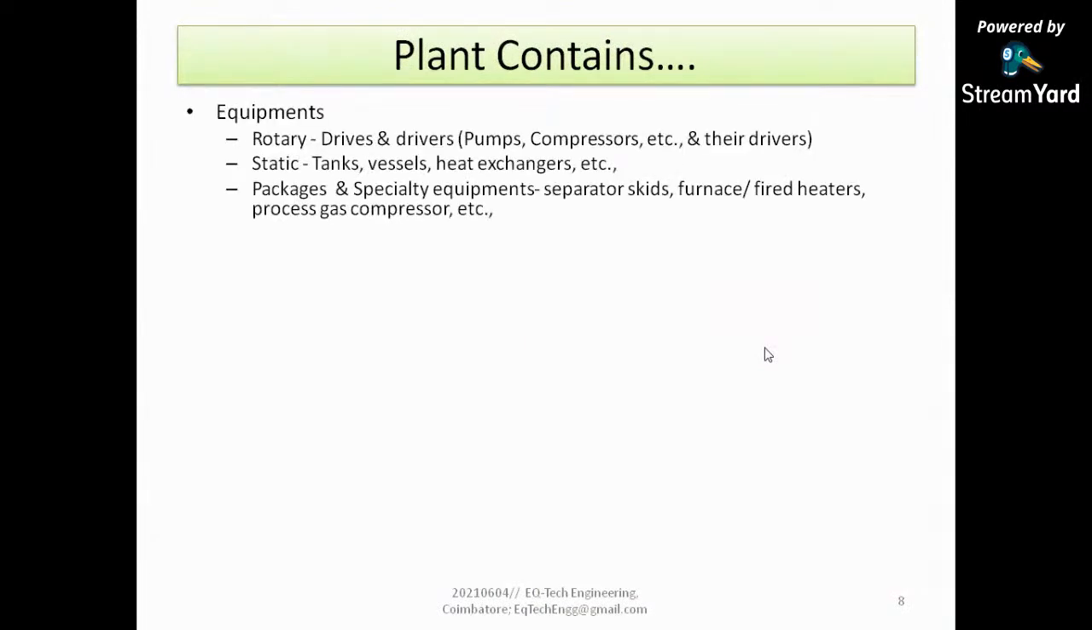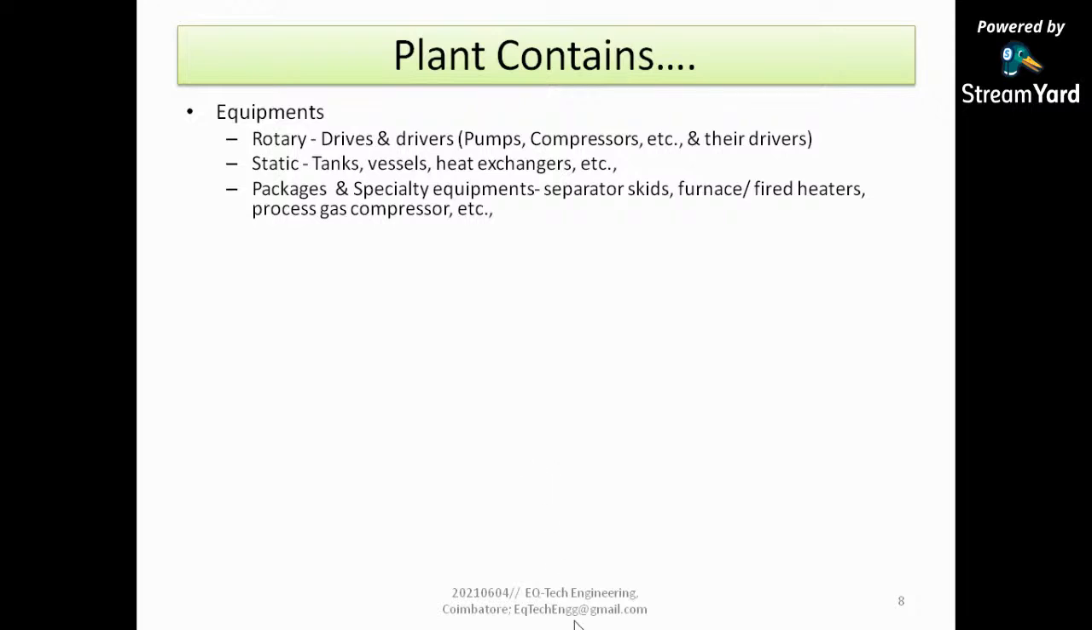So what does a plant contain? As I said earlier, it contains mainly equipments. What is an equipment? Equipment are classified into rotary, static, and specialty equipments. Under rotary equipments, we will have pumps and compressors and their drivers. Why the name rotary? Because it has a rotating component, so it's called rotating equipment. Then static equipments, which are fixed. In some organizations, they call it fixed equipment also. So static or fixed equipments are tanks, pressure vessels, heat exchangers, etc.